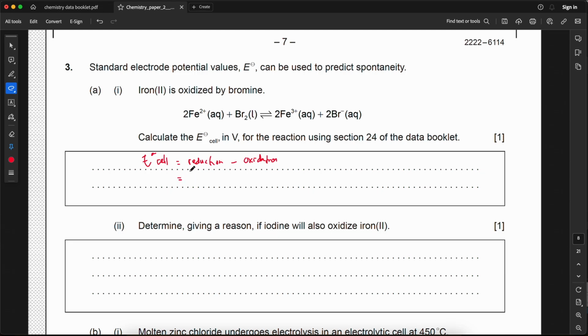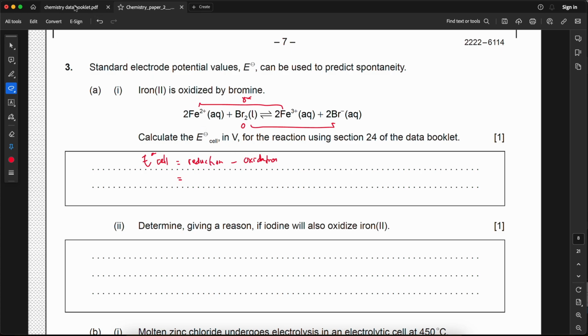Okay, so how do we know which one is oxidation and which one is reduction? By default, iron is more reactive than bromine. Or let's see also from here. You see this +2 to +3, an increase in oxidation number, so it's oxidation. Br2 is 0 and this one is negative, so obviously it is reduction. Therefore, reduction will be Br and oxidation will be Fe.